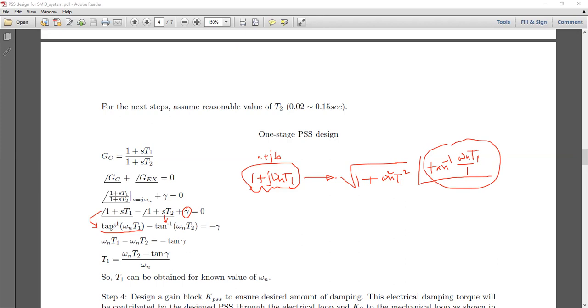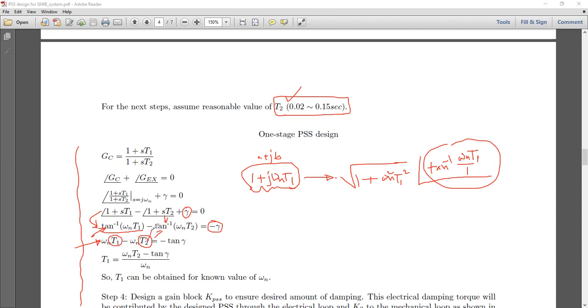And then in this line, what we do is simply take tan for all of these parts in this equation. So this becomes minus tan gamma, and the tan inverse term goes out. So we are left with omega n T1 minus omega n T2 equals minus tan gamma. And then we are interested in T1. So here you can see why we had to choose T2 here. We have no other option. If we follow these steps of design, we have to start with some value of T2. Otherwise, we will be stuck here. That's why we chose the T2 value here.